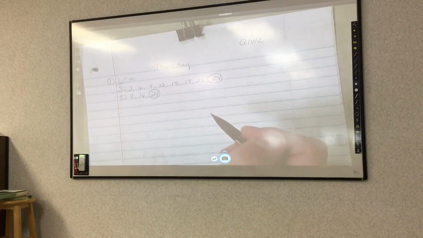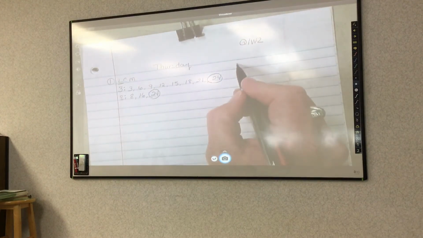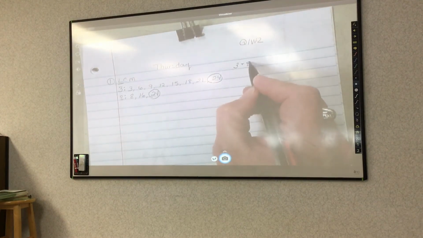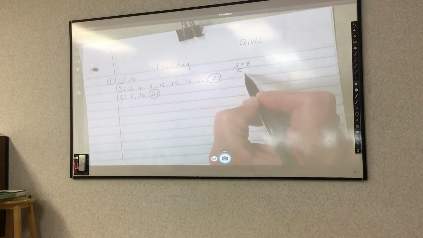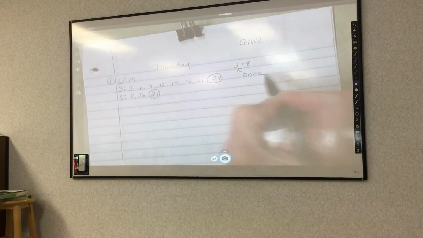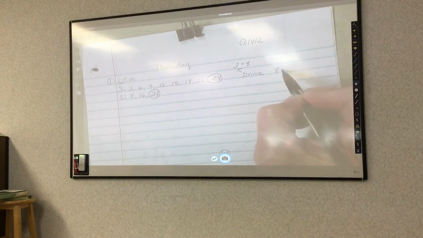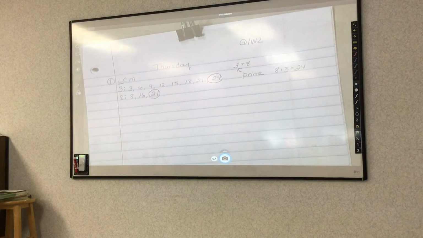Another way you could have done that: your numbers are 3 and 8. 3 is prime, right? So I could have multiplied 8 times 3, or 3 times 8, to equal 24. If one of the numbers is prime, to find the least common multiple all you have to do is multiply the two numbers.